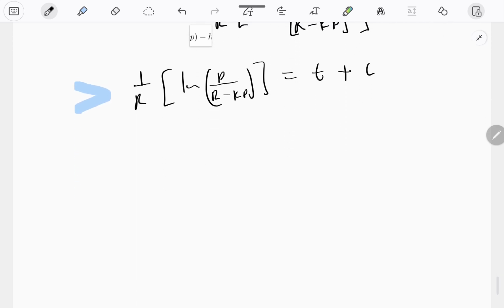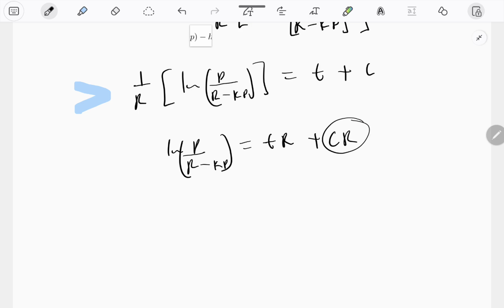So what do we do now? We can multiply by R both sides, so we have ln P all over R minus KP is equal to TR plus CR. So we can, Cristiano Ronaldo, we can just make him another constant. Let me call it C1.